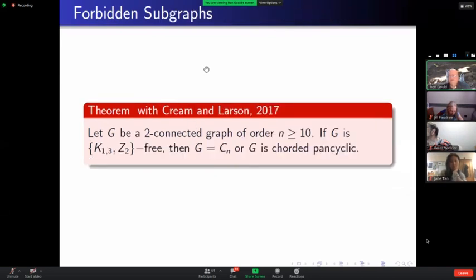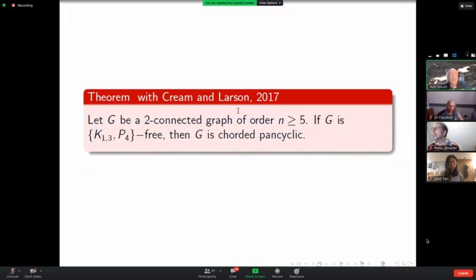So we decided to look at that same problem for chorded cycles. With Megan Cream and Victor Larson, back in 2017, we were able to show that if we started with a two-connected graph of order at least 10, and G is claw and Z2 free, so that's one of our pairs for pancyclic to begin with, then either G is the cycle C_n or G is chorded pancyclic. So that says it has chorded cycles of all lengths from 4 up to the Hamiltonian cycle.